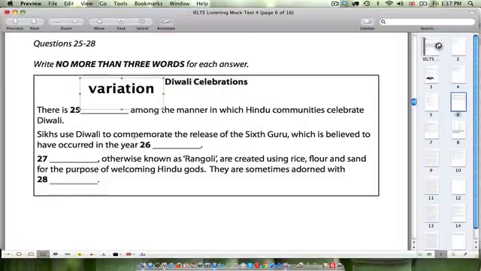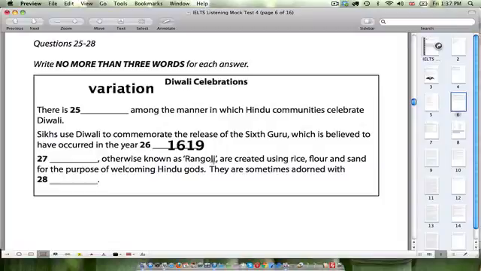Sikhs use Diwali to commemorate the release of the sixth guru. As we predicted, this was shared. Actually, I believe the woman stated the entire sentence, pretty much word for word. And this is believed to have occurred in the year, and then she shares the year 1619.